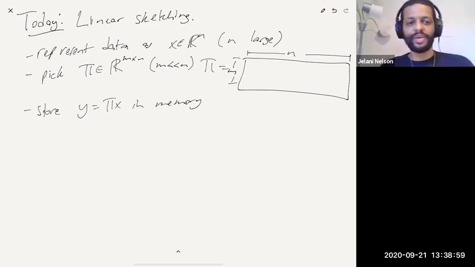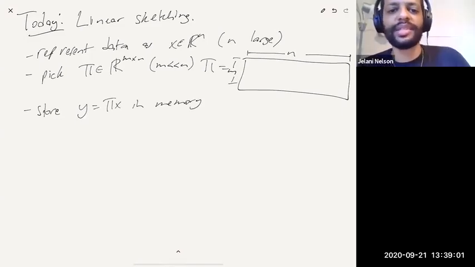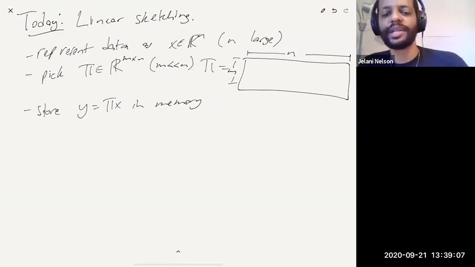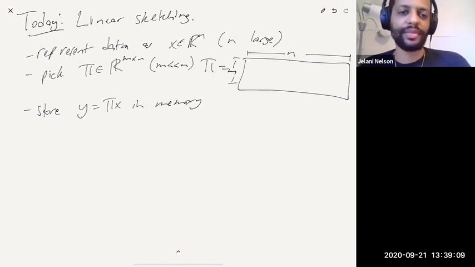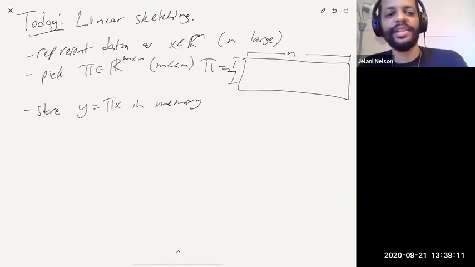right? So x is this very huge object. You don't want to spend n memory storing x, so instead you store pi x, and that's only a size m object. And if m is very small, then you've saved a lot. You have to worry that, well, pi x is small, but pi is not small. Pi has more than n numbers. It has mn numbers.